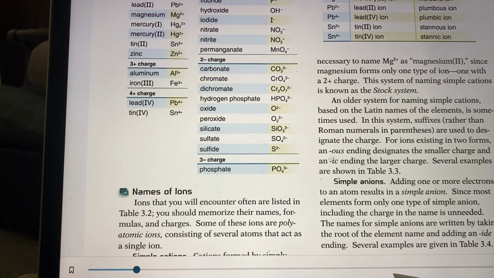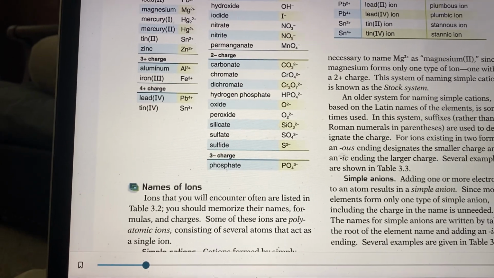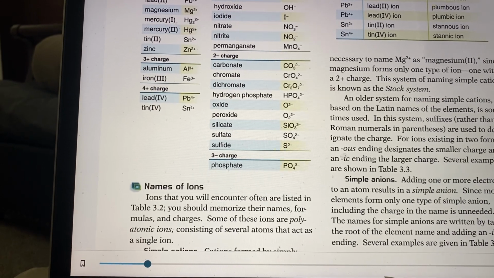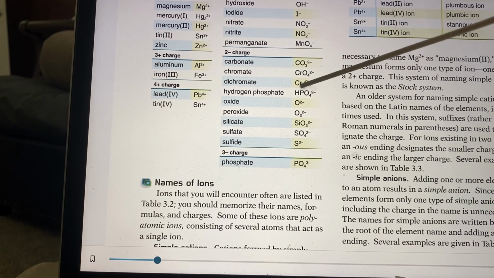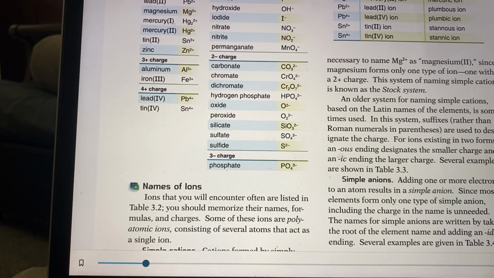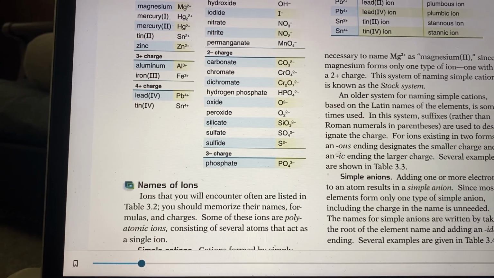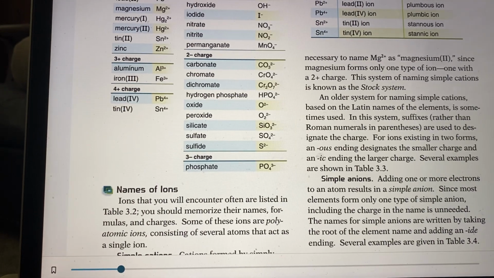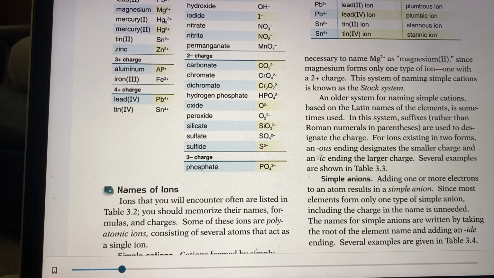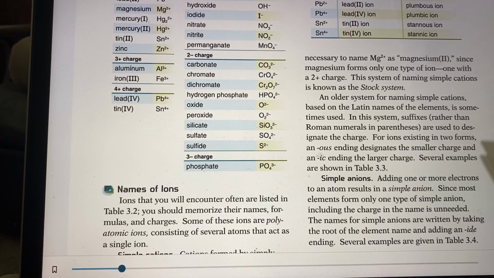So we're going to get into this. This table is pretty important, because they're going to ask you, what is hydrogen phosphate? Well, there it is right there, hydrogen phosphate. We just look it up right on the table. So you got that? So the names of the ions, how they do that, is pretty important. And some of them, as you see, are called polyatomic ions because they're made of a bunch of atoms, right? So let's talk about simple cations.